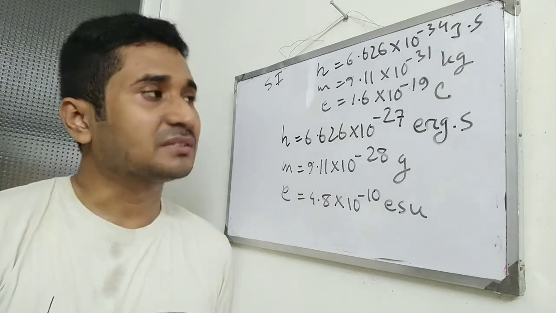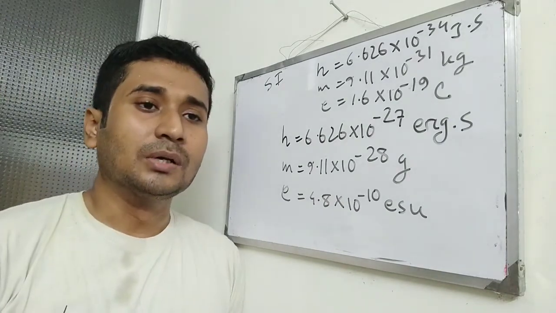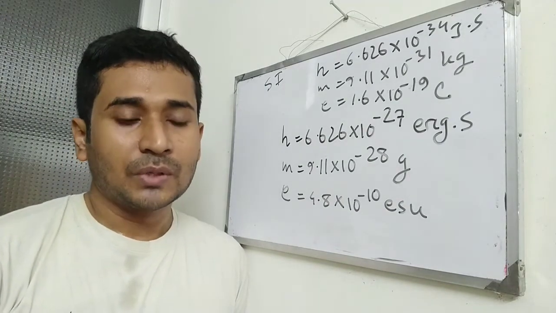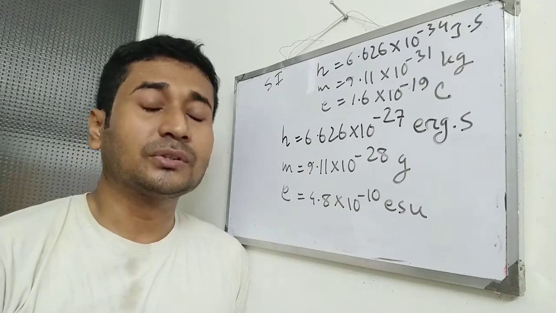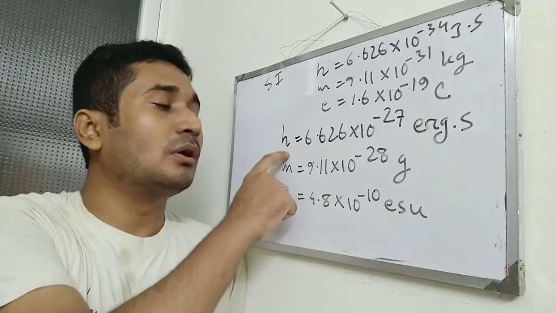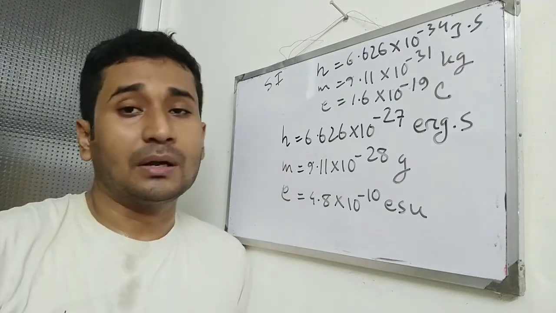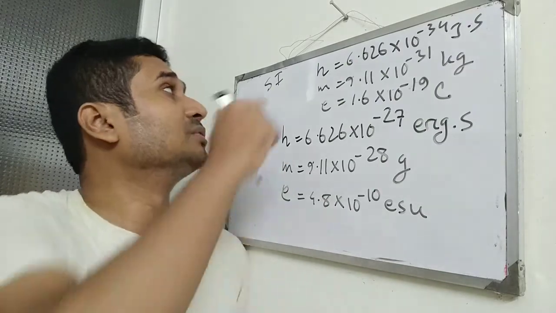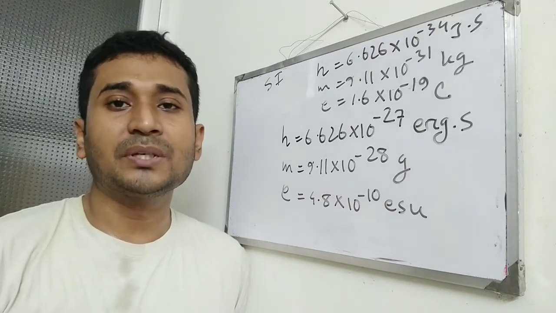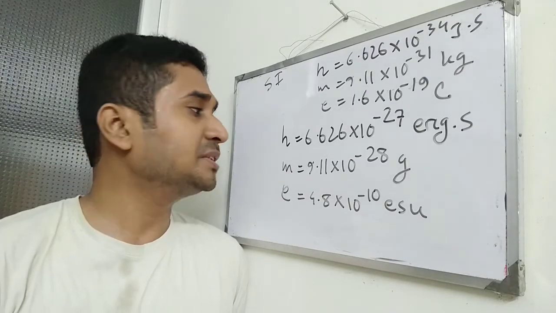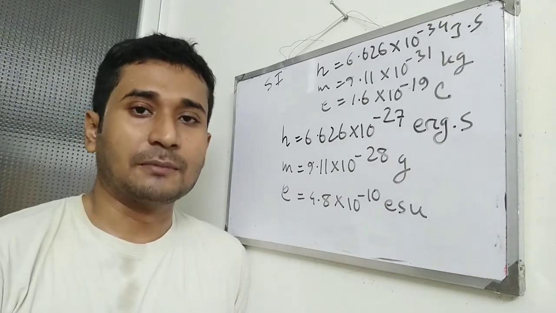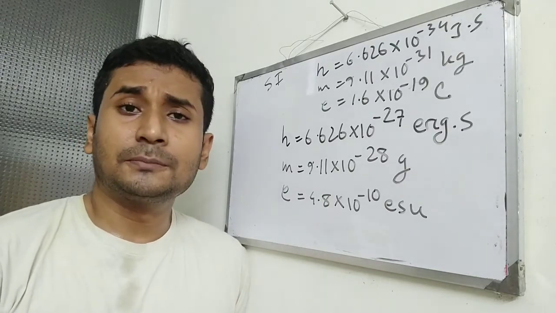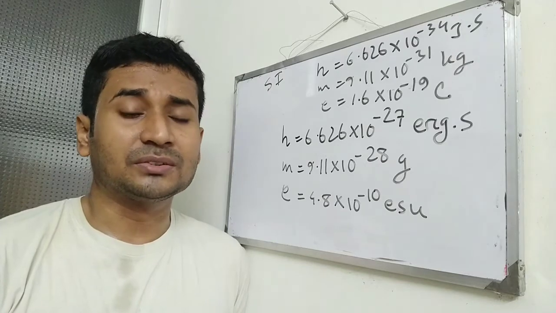So after watching today's class, you can know about the equation of radius, how to determine the equation of radius, and the values of h, m, e according to the CGS system and according to the SI system. SI means Standard International Unit, and CGS means, you know already, centimeter gram second. So I think you will find it helpful after watching today's class.